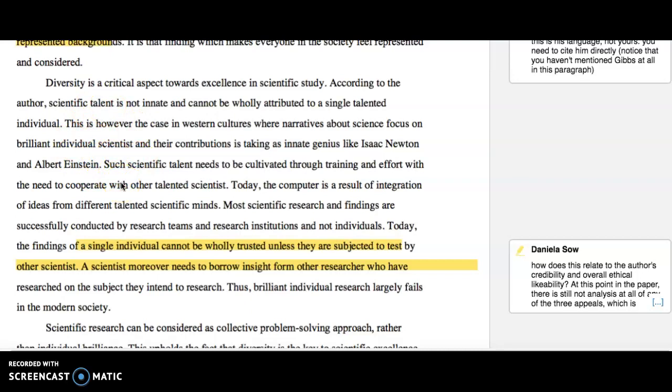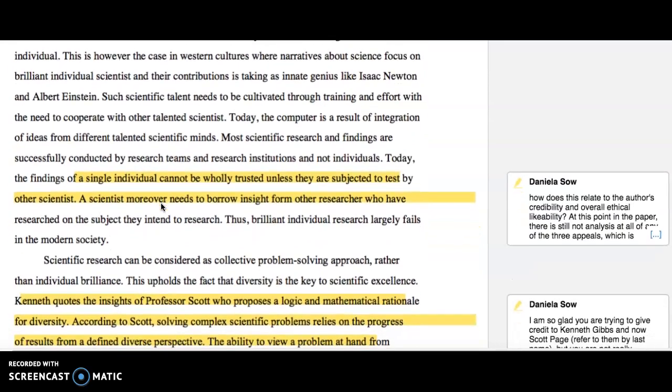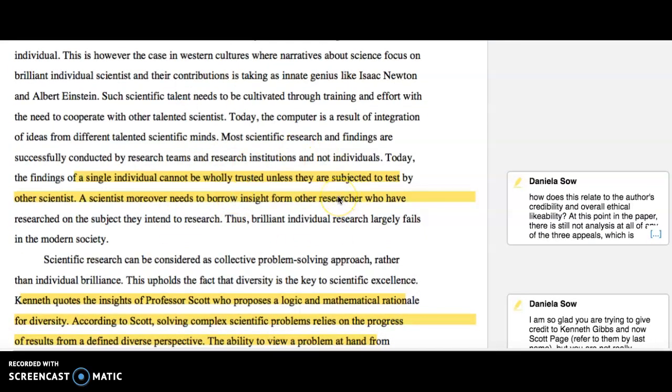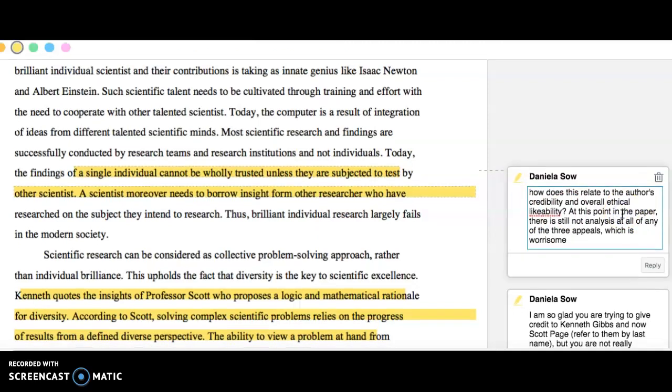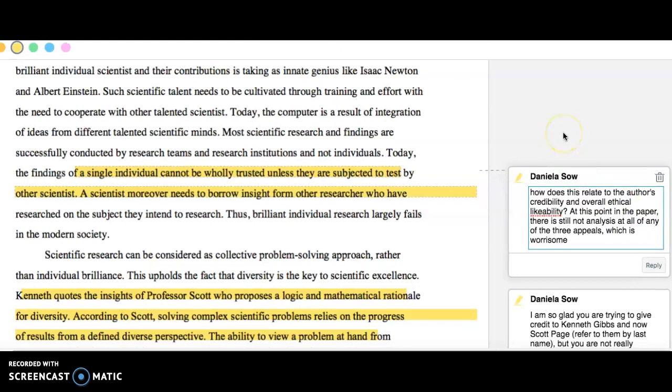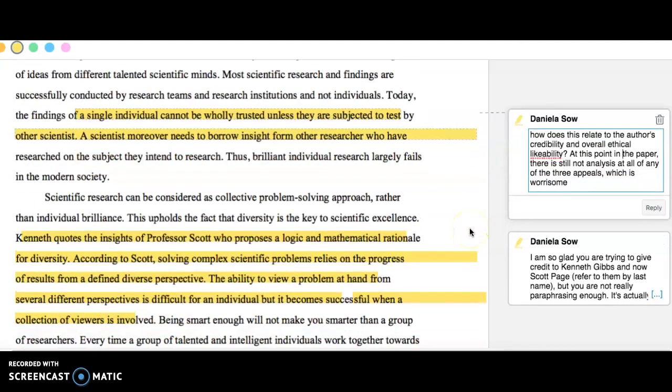And what I wish the student could have done differently was just come to me during office hours and work with me on it before they turn in a final draft like this. And there's no language of the appeals happening yet, even though I do see some language about trust. It's not related to the author and the trust they're trying to gain. And so I tried to encourage the student to go a little more into appeal language, like how does this relate to the author's credibility and overall ethical likability? At this point in the paper, there's still not analysis at all of the three appeals.